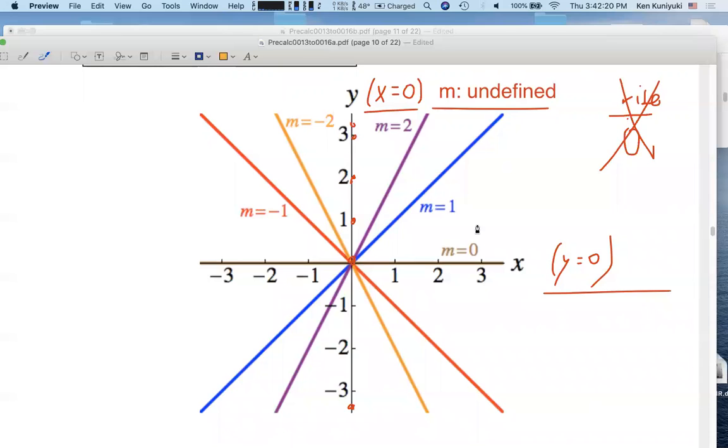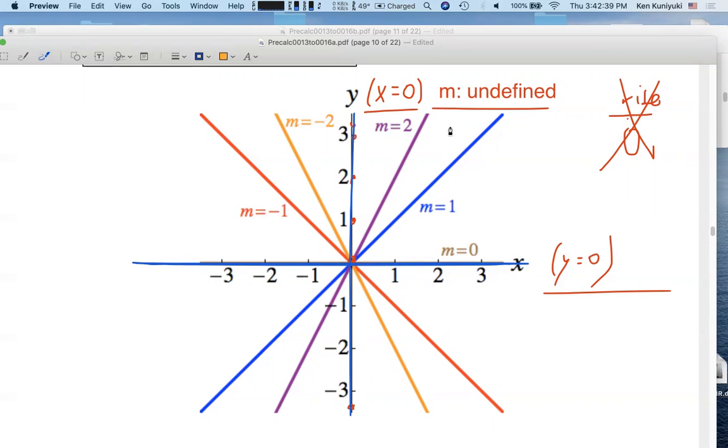The graph of x equals 0 is the y-axis because the x-coordinates are all 0 here. The equation of the x-axis is y equals 0 because these are all the points where the y-coordinate is 0.